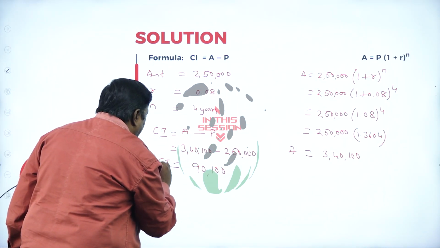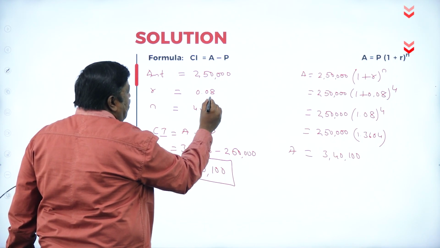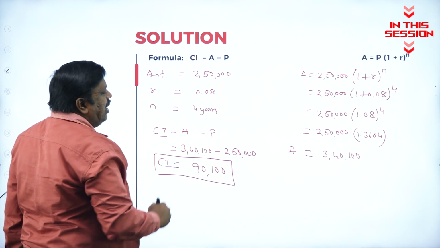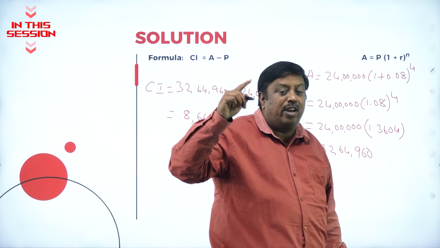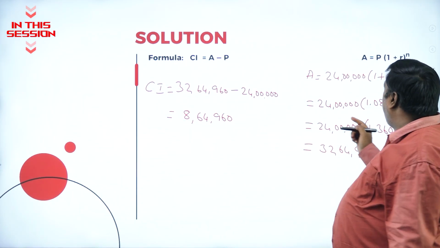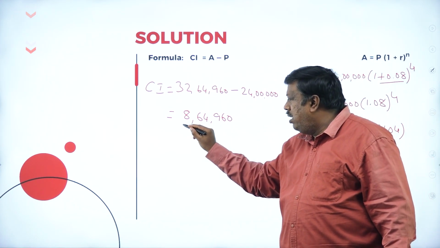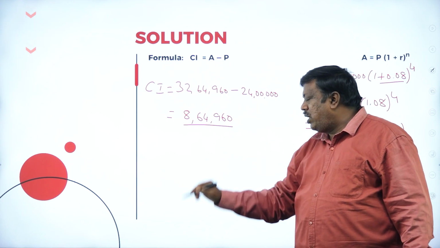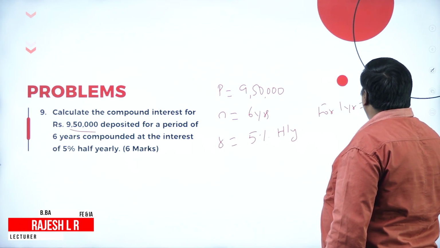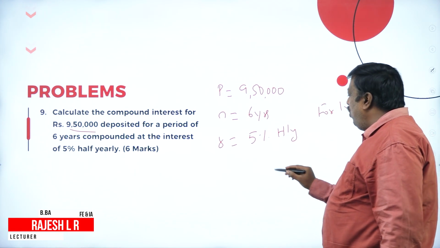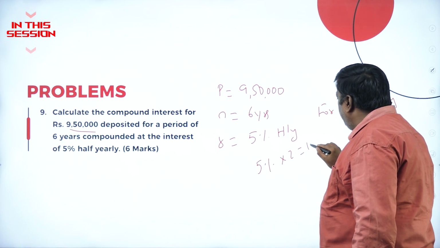Compound interest for the amount of 2,50,000 at 8% for 4 years will be 90,100. If I deposit 24 lakhs for a period of 4 years at the rate of 8%, the amount of interest I earn here is 8,64,000. For 1 year there will be 2 half years, that is 2 six-month periods. So 5% into 2 will be 10%.